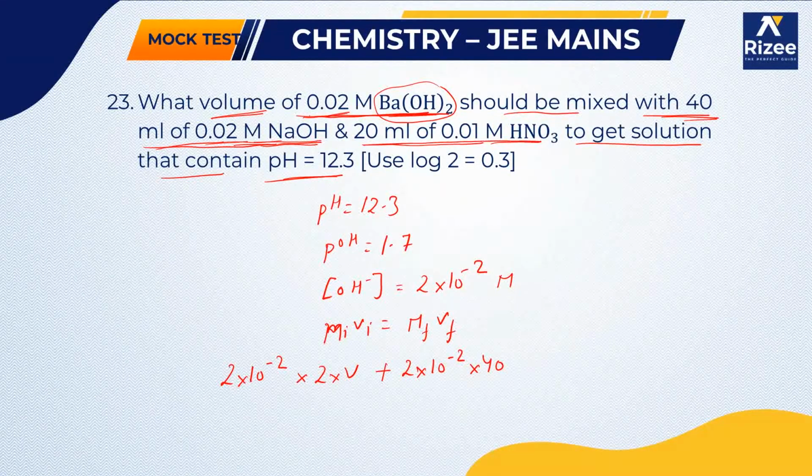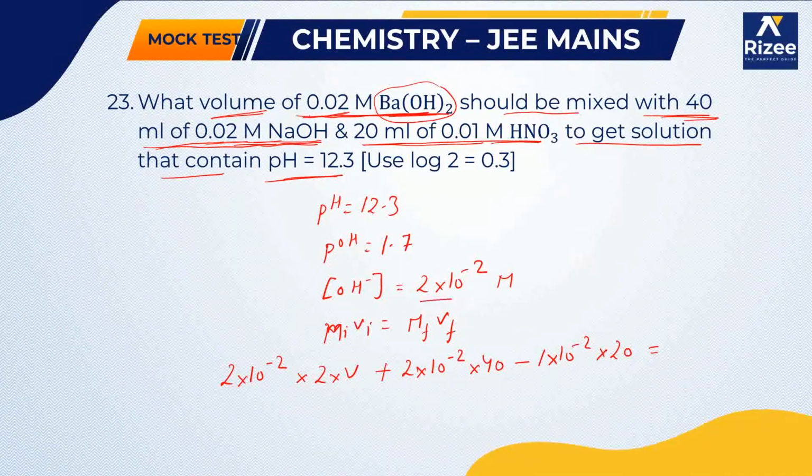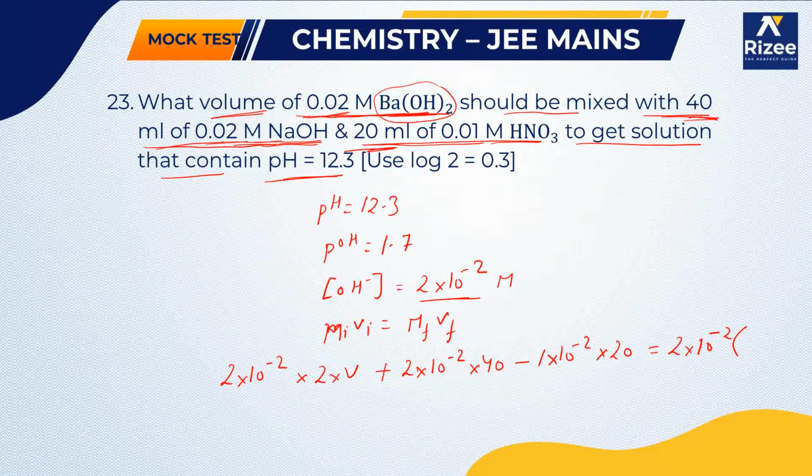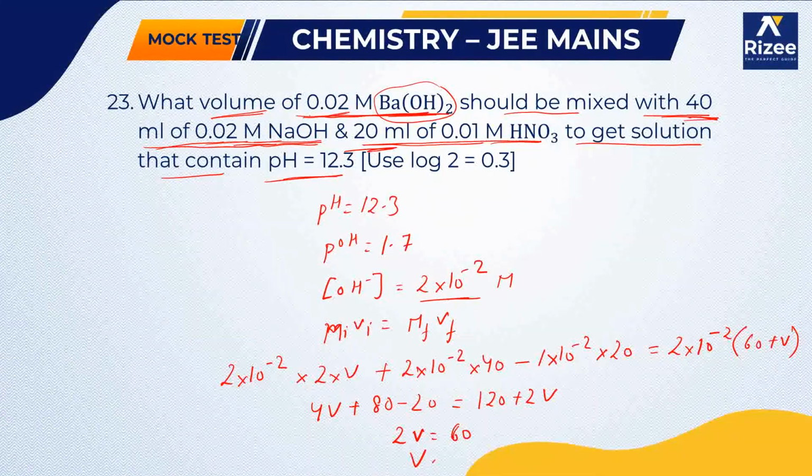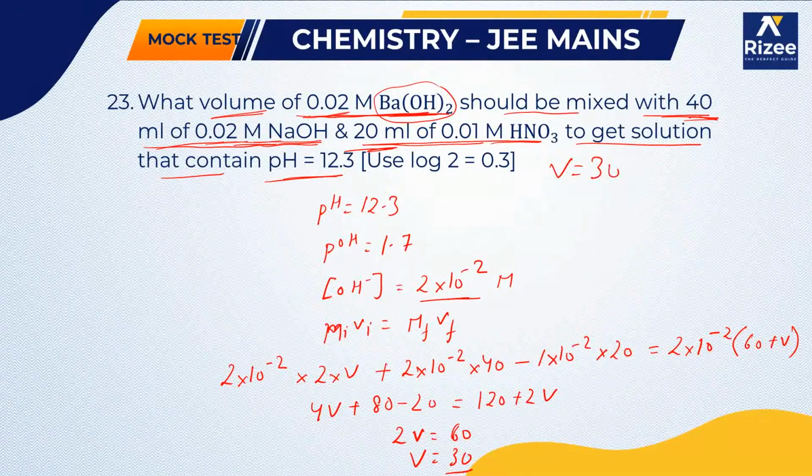And next, how much? HNO3 20 L means we can write minus 1 into 10 power of minus 2 into 20. That will be equal to 2 into 10 power of minus 2 into, so total volume is 40 plus 20, 60 plus V. So upon solving you will get 4V plus 80 minus 20 is equal to 120 plus 2V. So 2V is equal to 60, or we can write V is equal to 30. So volume is nothing but 30 ml. So you will get the answer as V is equal to 30 ml.